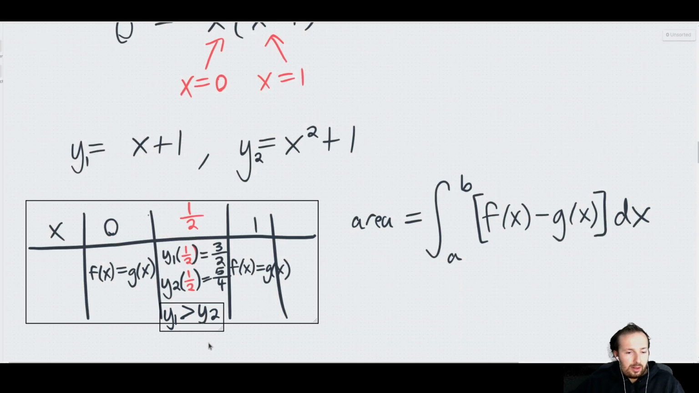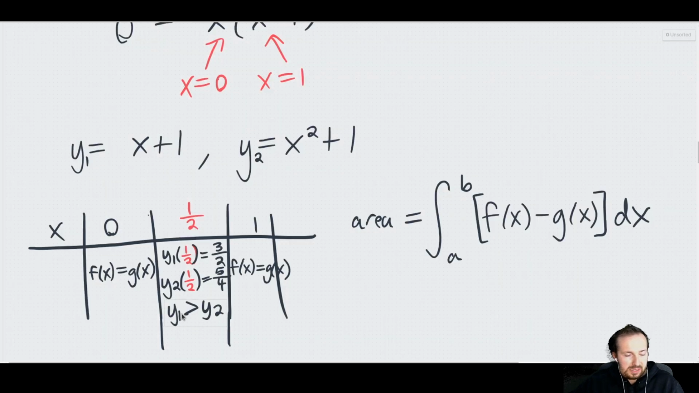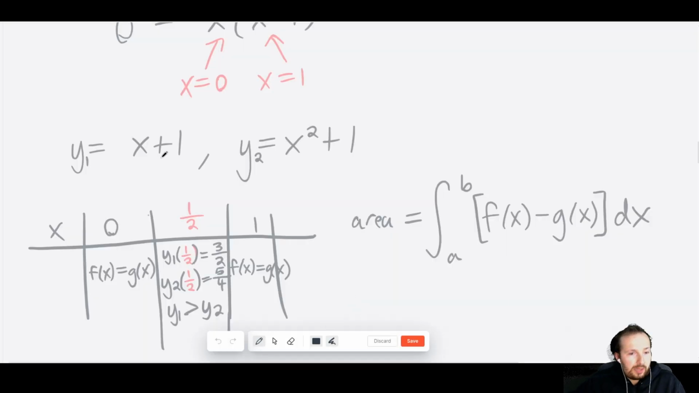Now again, according to this logic, I'll go through it briefly. Basically, if y1 is greater than or equal to y2 at one value in between x equals 0 and x equals 1, then y1 must be greater for all values between 0 and 1. Why is that? Well, think about it. We're dealing with polynomials here, so these functions are already continuous, which means they can't teleport.